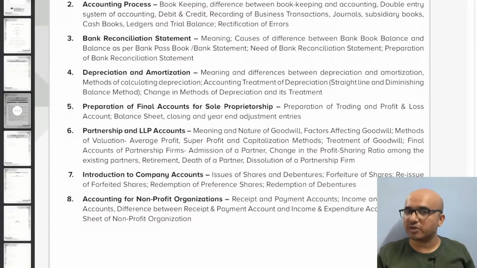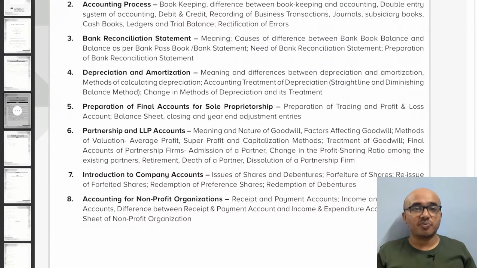Meaning and nature of goodwill, huge topic. Factors affecting goodwill, methods of valuation of goodwill: average profit method, super profit method, capitalization methods. Interesting. In fact, this is something which I have taught a few years ago for CS Executive. Same thing: methods of valuation of goodwill using average profit, super profit, and capitalization method. It is interesting that now we have the same thing in CSEET as part of accounts.